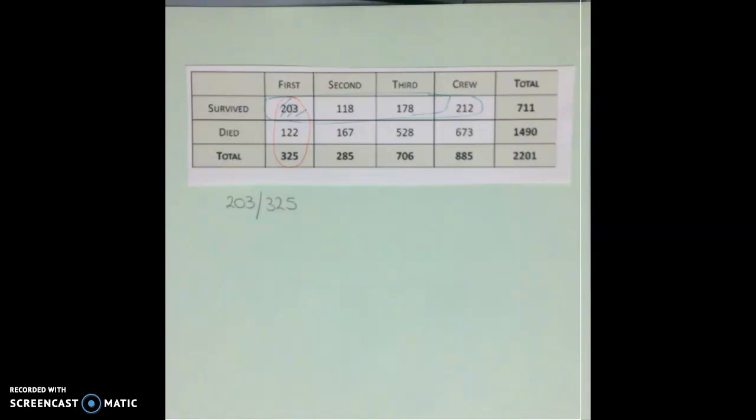So they might use words like "given that," or "as the people were in first class, what's the probability they died." Now, they can word it in all kinds of different ways, but you need to determine if they are isolating one particular category and they're asking you for a section of that category.